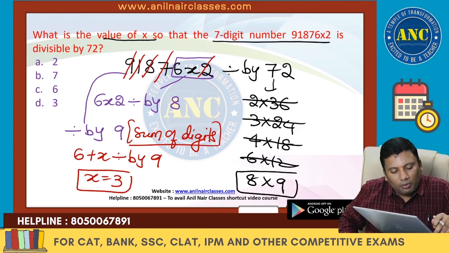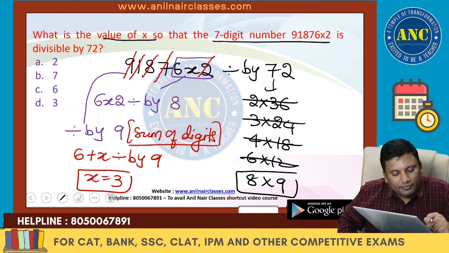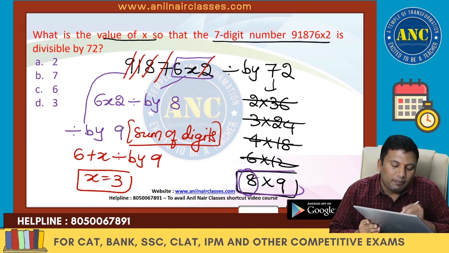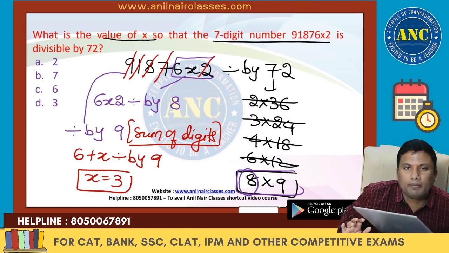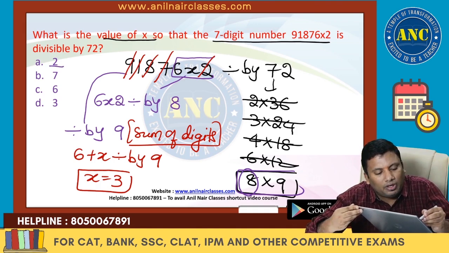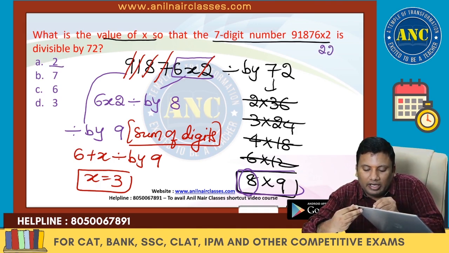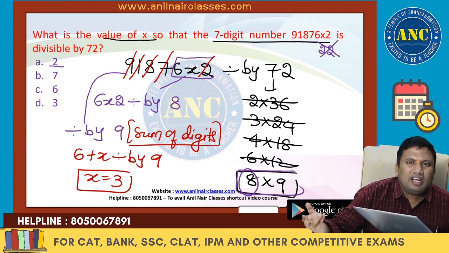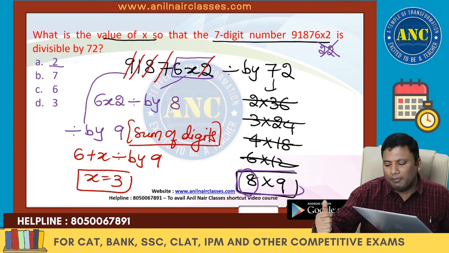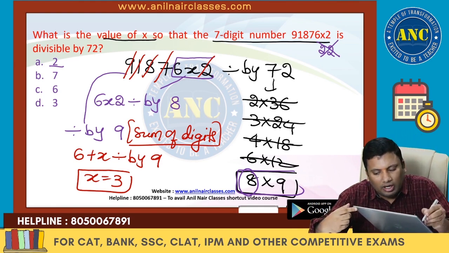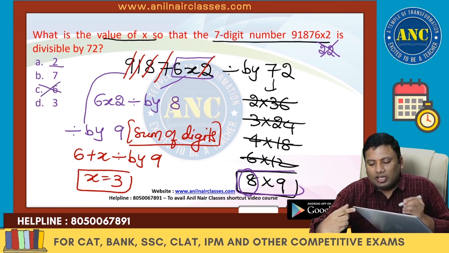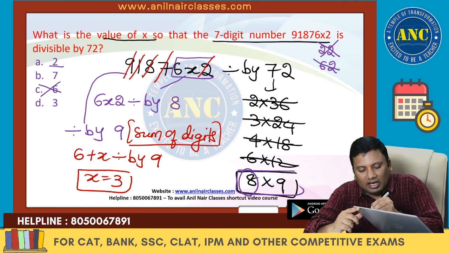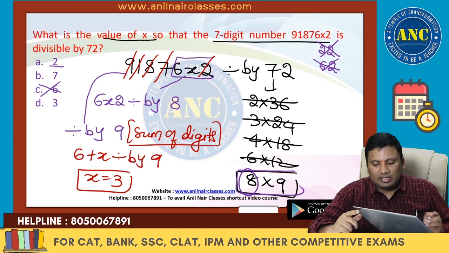You can go by the answer options. See here, it is divisible by 8 and 9. For a number to be divisible by 8, it should be divisible by 4. If I put 2, this is becoming 22. 22 is not divisible by 4. If it is not divisible by 4, how can it be divisible by 8? 22 is ruled out. 62 is also ruled out because it is not divisible by 4.